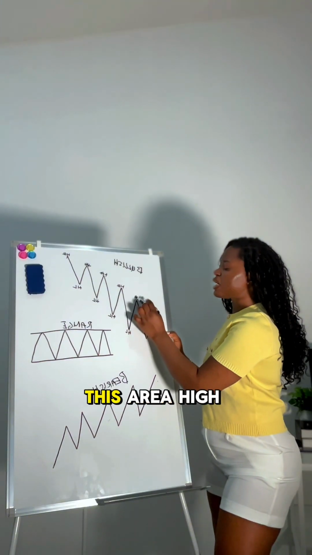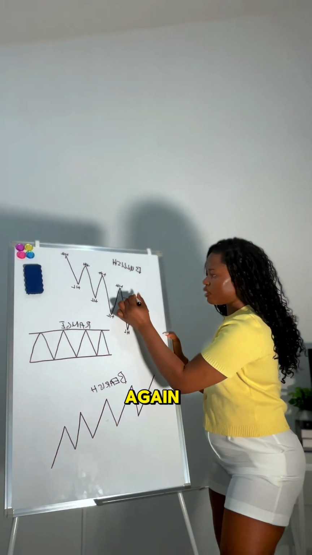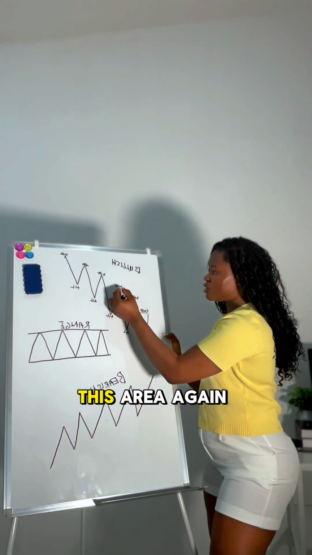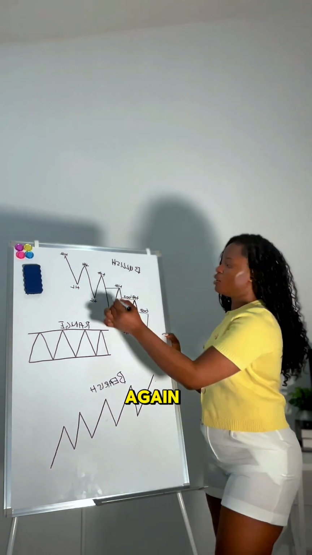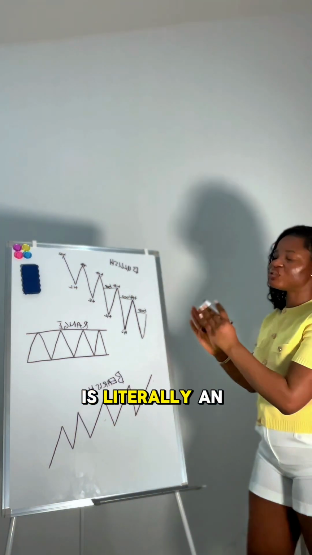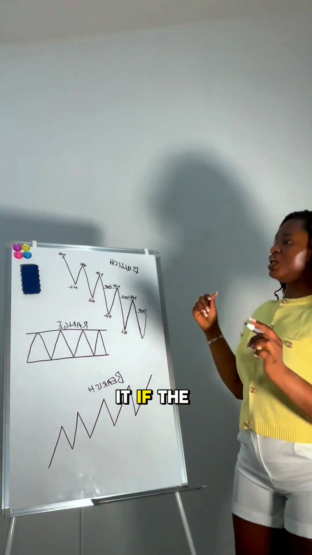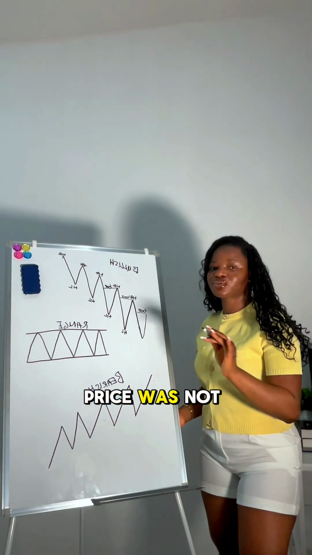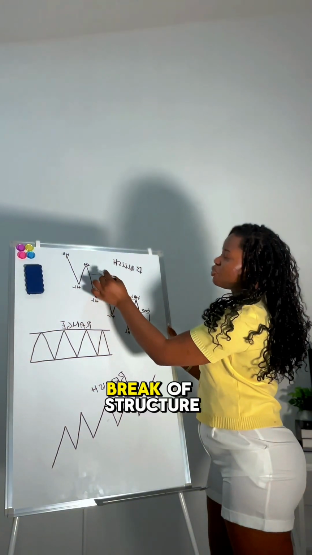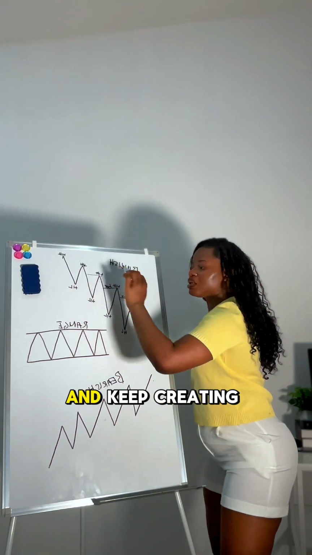Then price created this higher high again, broke this area. If you see again, we call it another break of structure. Price came to this area again, then broke it again. We call it a break of structure, because that is literally an origin. Price is not supposed to break it if the opposite trend was strong. So we have price break this area again, break of structure. So it keeps creating higher highs, keeps breaking structures.